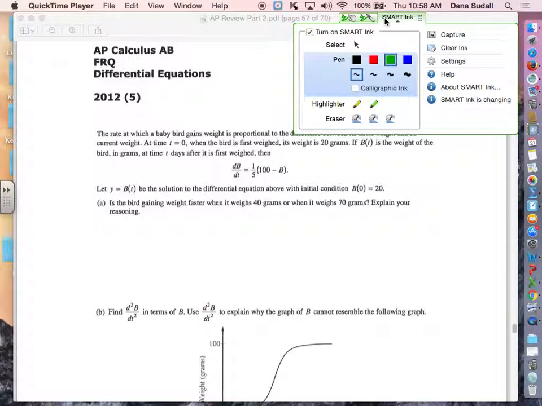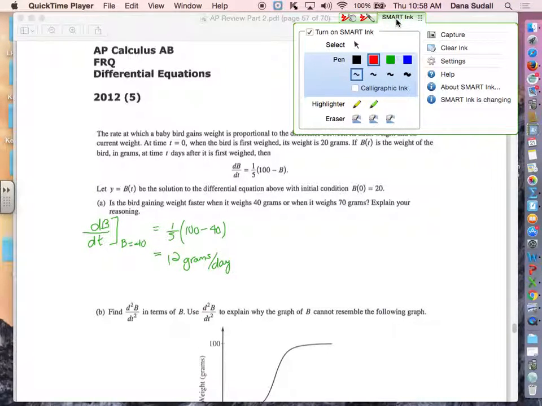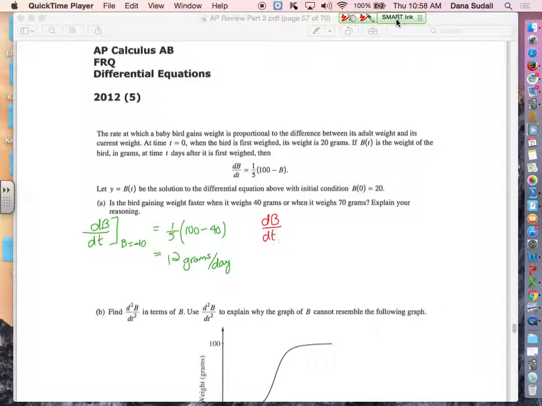This is where we were plugging into that derivative, which represents the rate that the bird is gaining weight. So when he's 40 grams, if I plug into that derivative, B is 40. I would get 60 divided by 5, which would give us 12, and it would be grams per day. And then if we look at that same equation evaluated for B is 70, we would get 6 grams per day.